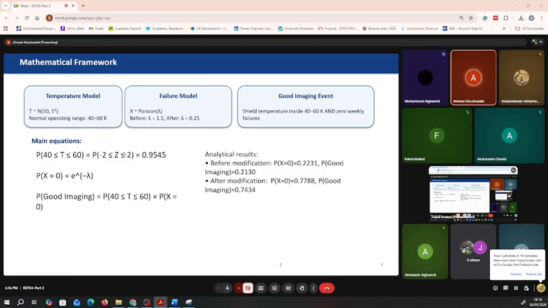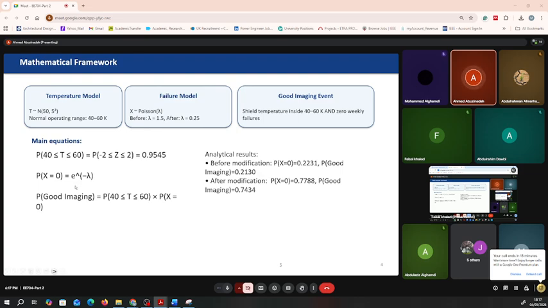For example, for a temperature range between 40 and 60, 40K is 2 standard deviations below the average, and 60 Kelvin is 2 standard deviations above the average. And P is the probability of the temperature being in this range, which is approximately 95%.